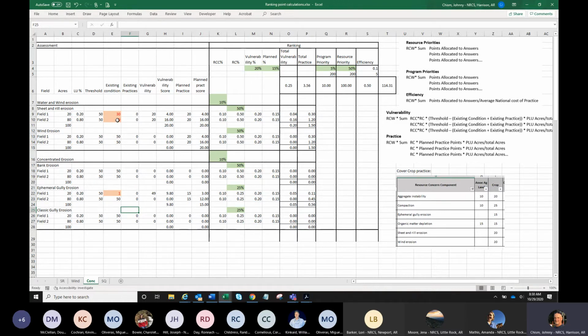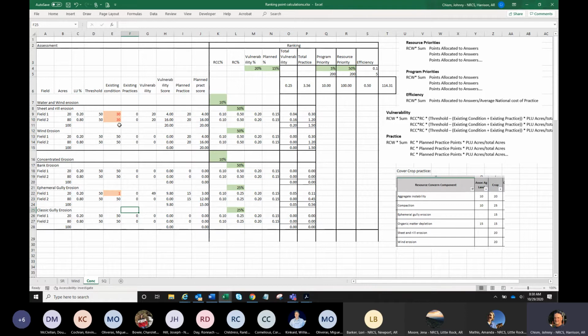A really good one to look at is that ephemeral gully erosion. It asks, are there ephemeral gullies out there? If you say yes, there's some out there, he gets 1 point. If you say no, there's not any ephemeral gullies out there, he gets 51 points, and it's not a concern. So all of these are developed within the CART assessment.